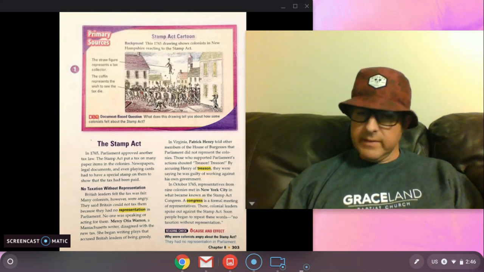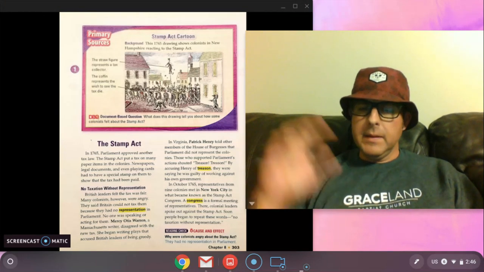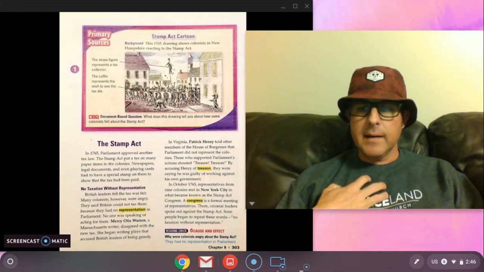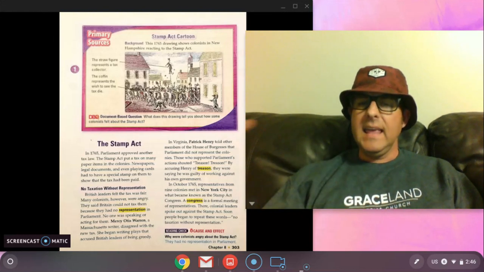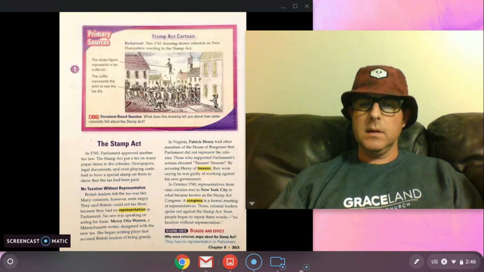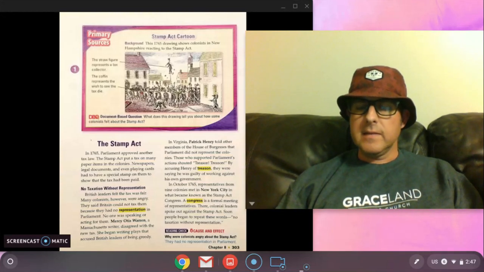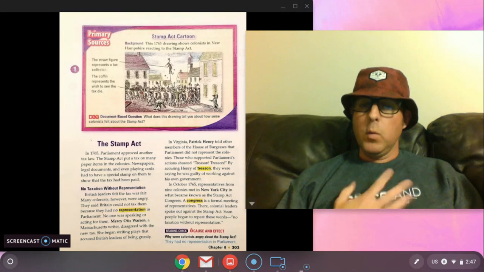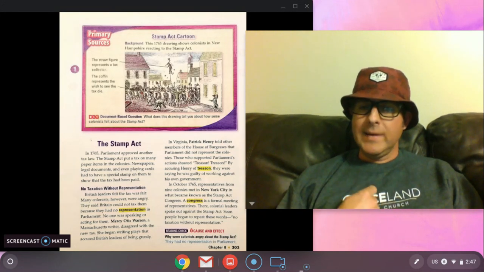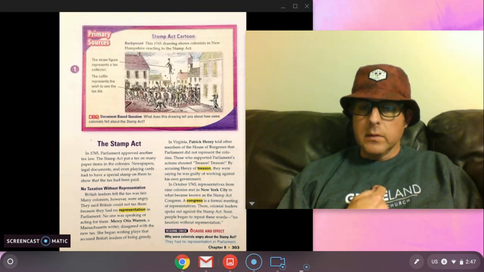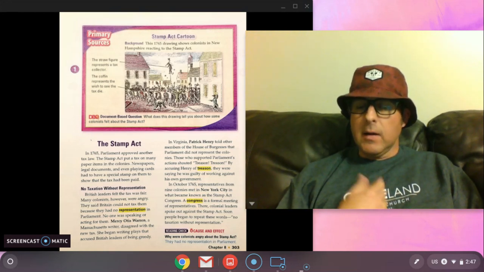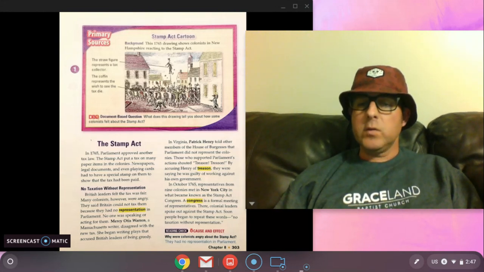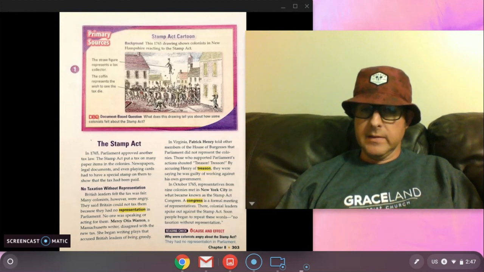Let me explain what is happening here. Parliament is over in England making these laws because there's no American colonist over there in Parliament saying, well, from our point of view, this is unfair. Basically, they're saying we're not being represented because you don't get to hear what we have to say about this tax. Because we don't get our say, or you can't even hear us, it's not fair. So that's why they're saying no taxation without representation.